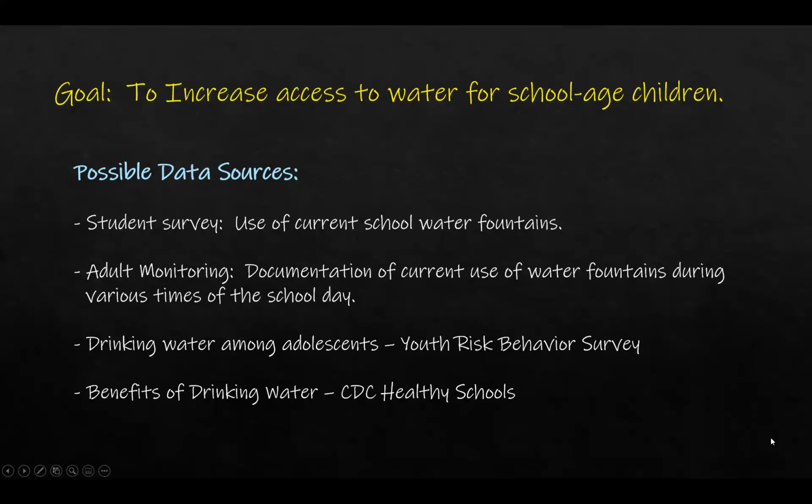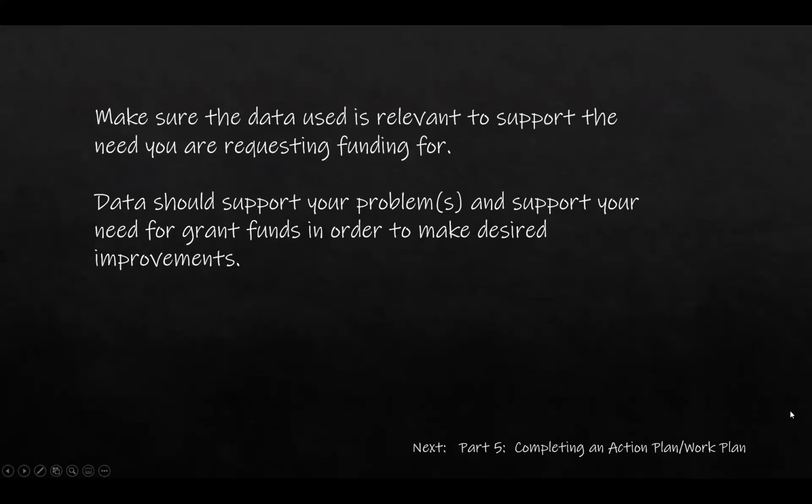Those are some examples of data that you can use to justify what you need to do in your application. Make sure that the data you use is relevant to support the need you're requesting funding for, and it should support your problems and support your need to make desired improvements.